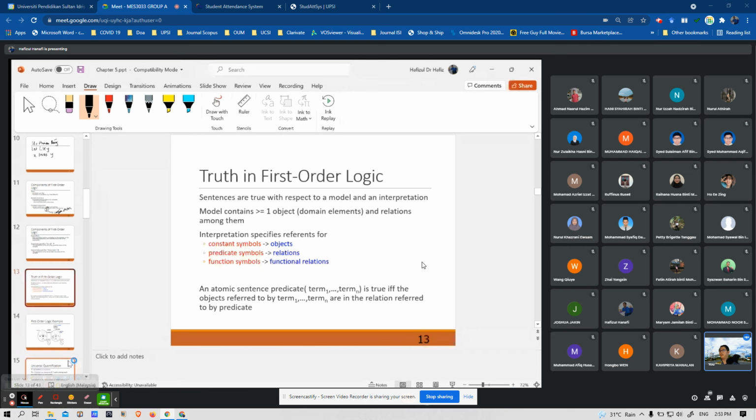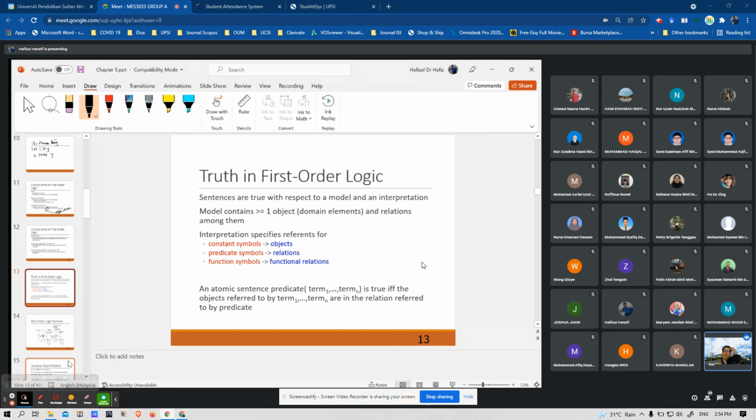Okay, and then we have truth in first order logic. Sentences are true with respect to a model and also an interpretation. The model contains greater than or equal to one object, which are domain elements, and relations among them. And then the interpretation specifies the references. For example, we have constant symbols, which we name as objects, predicate symbols for relations, and function symbols for functional relationships.